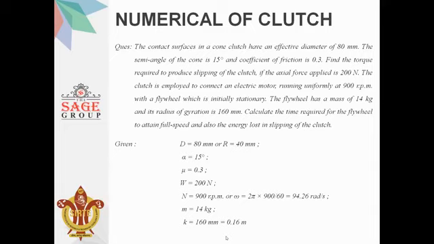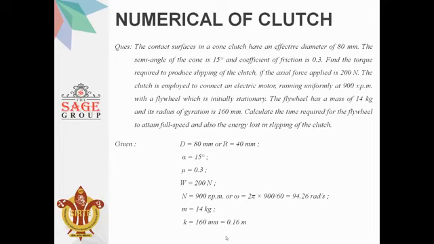Now, the contact surface in a cone clutch has an effective diameter of 80 mm. The semi angle of the cone is 15 degree and coefficient of friction is 0.3. Find the torque required to produce slipping of the clutch if the axial force applied is 200 newtons.